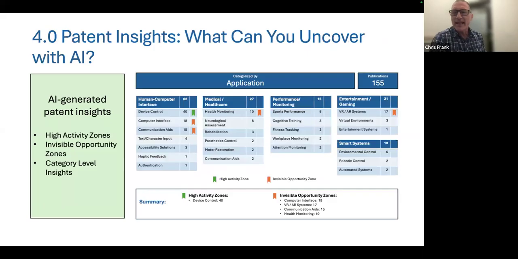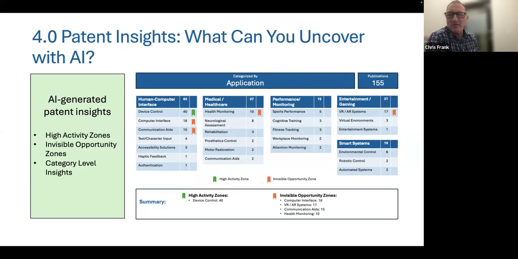All right, here is what it looks like when AI lays out all of these categories for me. And here I just have them categorized by application. So what I have here, we have some things flagged. We have high activity zones and invisible opportunity zones. Okay, what does this mean?